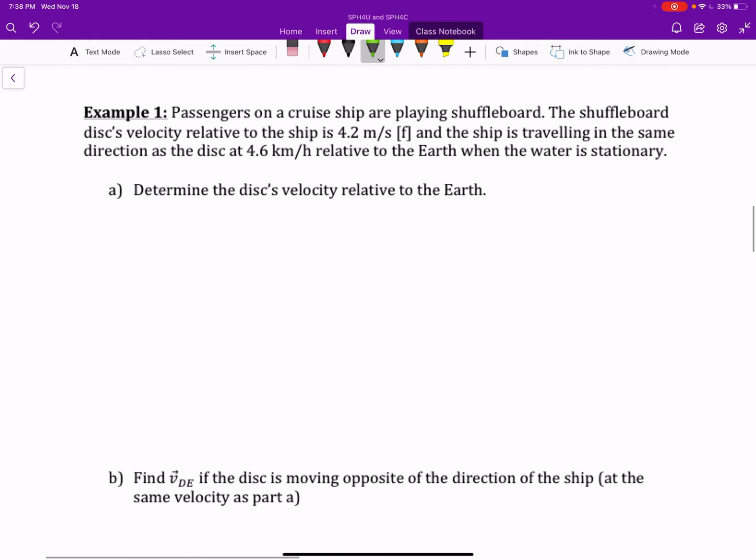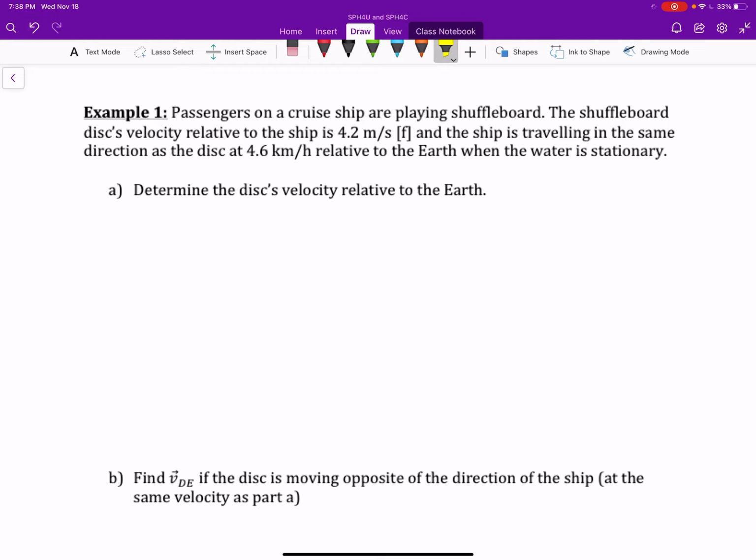Example number 1. Passengers on a cruise ship are playing shuffleboard. Shuffleboard is just sliding discs on a smooth surface, just like curling, but not on ice. The shuffleboard disc velocity relative to the ship is 4.2 meters per second forward, and the ship is traveling in the same direction as the disc at 4.6 kilometers per hour relative to the Earth when the water is stationary. Determine the disc's velocity relative to the Earth.